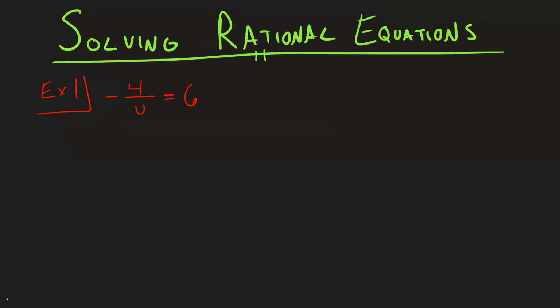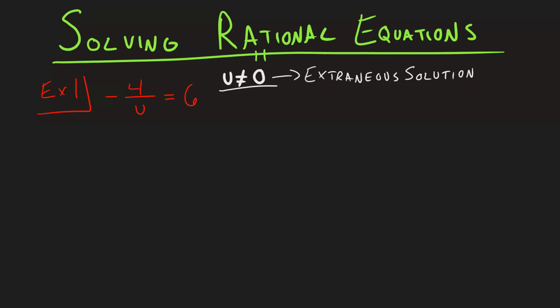Our first problem is a very simple rational equation. Negative 4 over u is equal to 6. We have to solve for u. Of course, if we want to know what u is going to equal, we have to know what it can't equal. Since I am dividing by u here, I need to say that u cannot equal 0. This is our excluded value, and it's important to know because while we're solving for u, if we happen to get u equals 0, it wouldn't count as a solution. This is what we would call an extraneous solution.